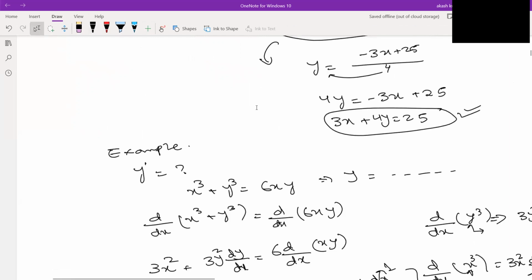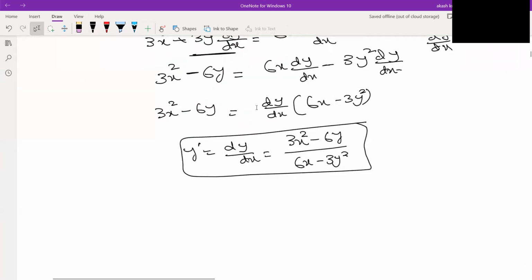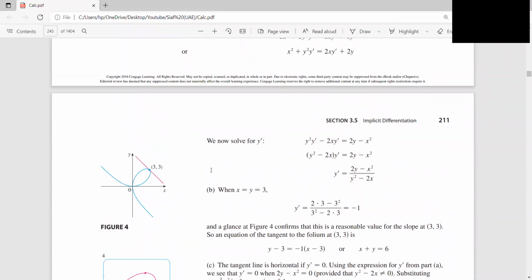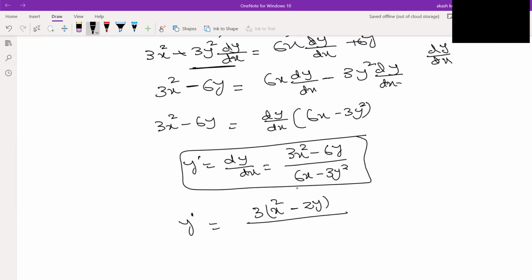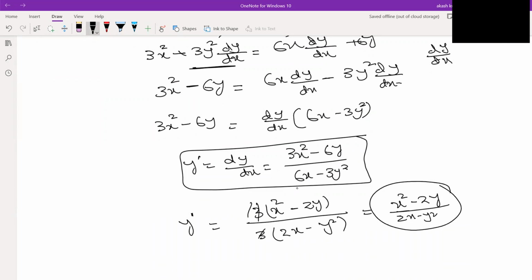Okay, let's get back to the book. Can we simplify it a little more? If we take the 3 common, then we are left with x squared minus 2y, and 3 common from the denominator, it will be 2x minus y squared. So it will be x squared minus 2y over 2x minus y squared. Is it clear?